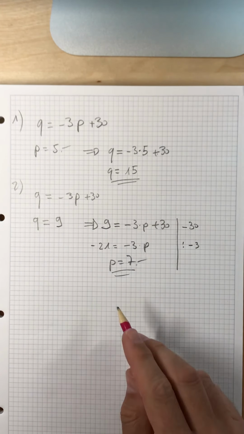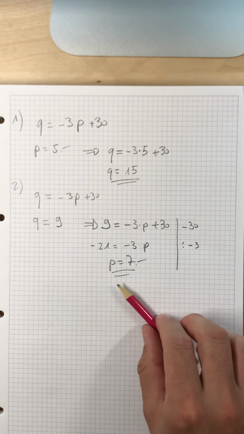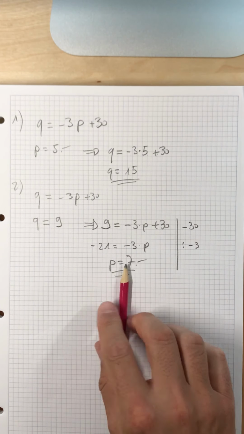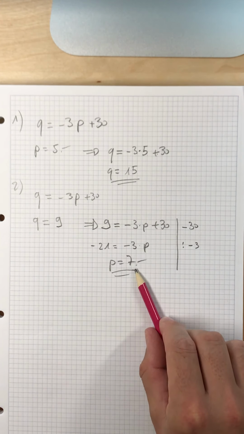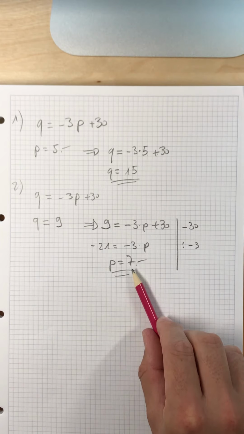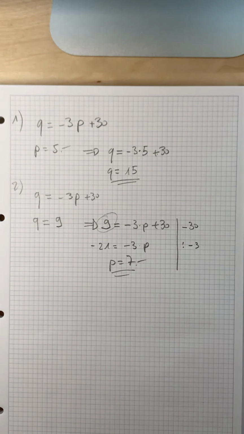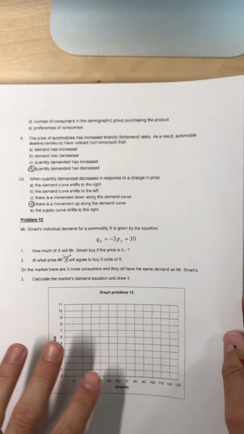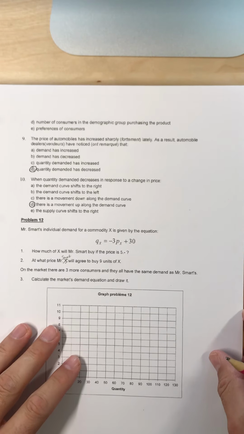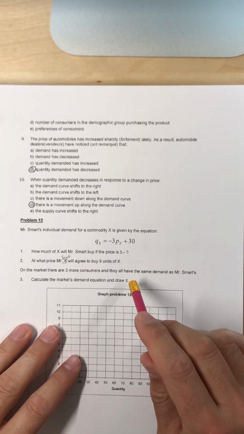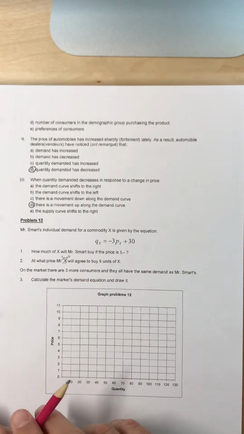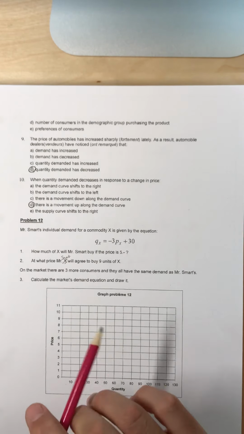So this is the answer. If the price is 7, Mr. Smart will agree to buy 9 units, 9 pieces of this good. Now, sometimes it's difficult for the rest because you have to read carefully what you have to do.